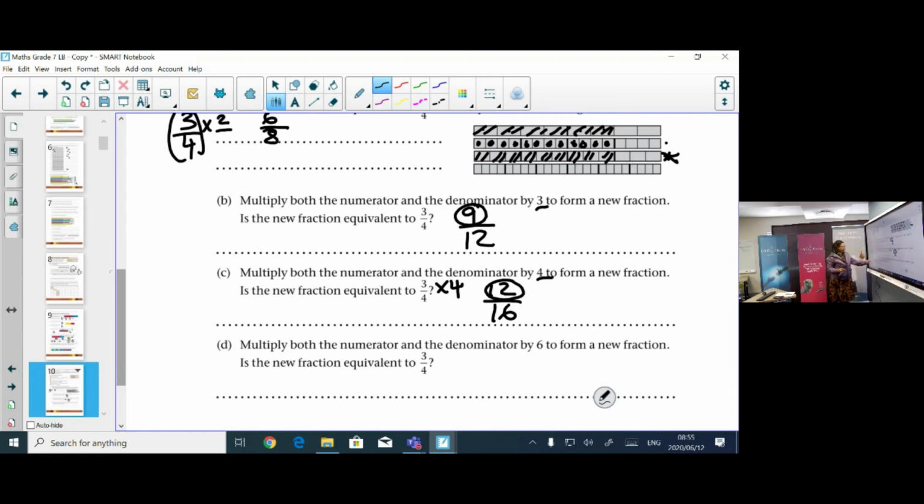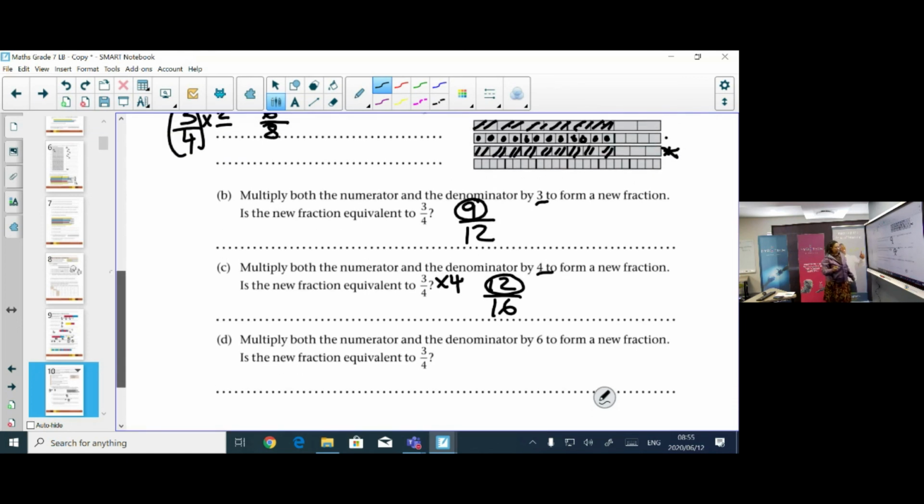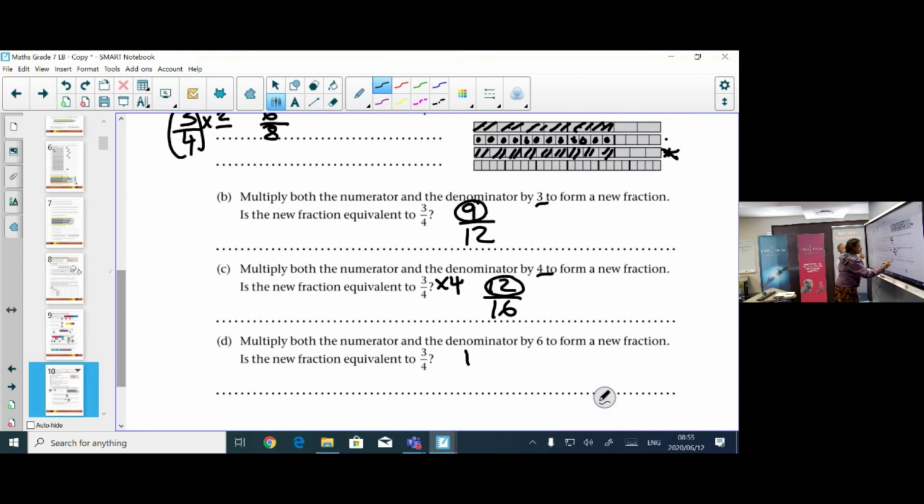The last one, we are multiplying this by 6 to form a new fraction. So here we are having 18: 6 times 3, then 6 times 4, which is 24. If you count all of that, this should give us 24. This one. So I'm coloring in 1, 2, 3, 4, 5, 6, 7, 8, 9, 10, 11, 12, 13, 14, 15, 16, 17, 18.